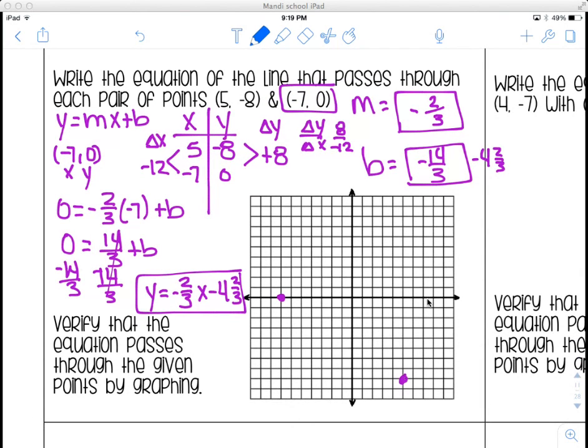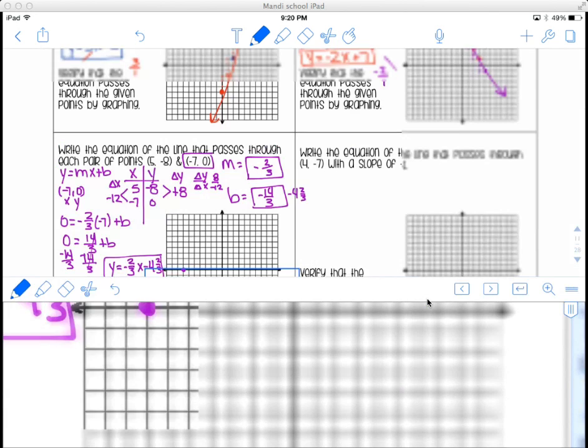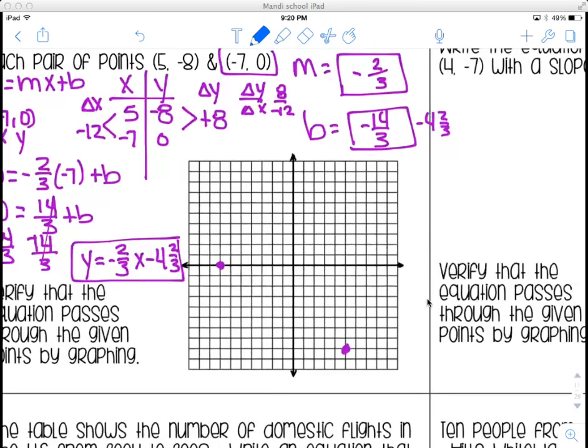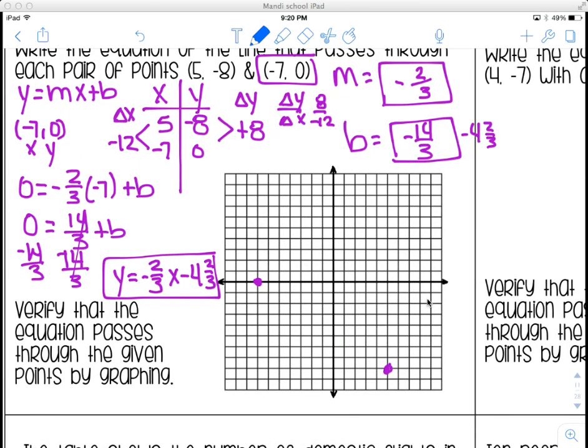So now we want to start at negative 4 and 2/3. So there's 1, 2, 3, 4, and 2/3 of another one. So about right there. So then it's a negative slope. It's going to go down 2 over 3.